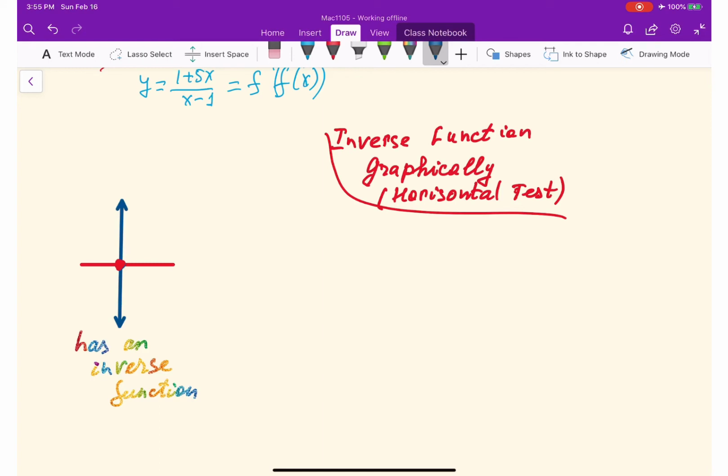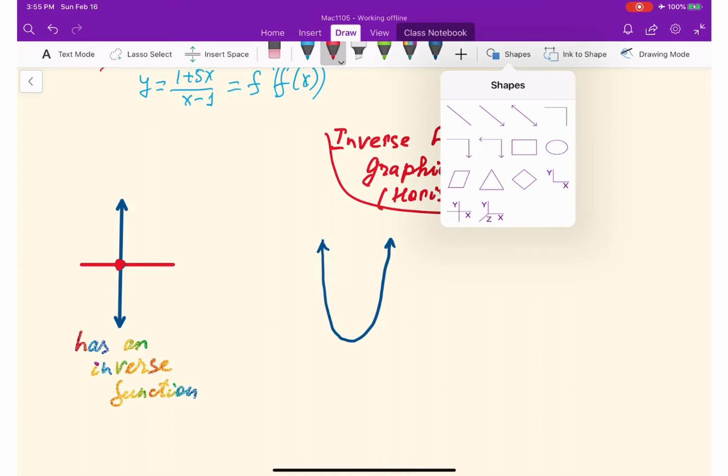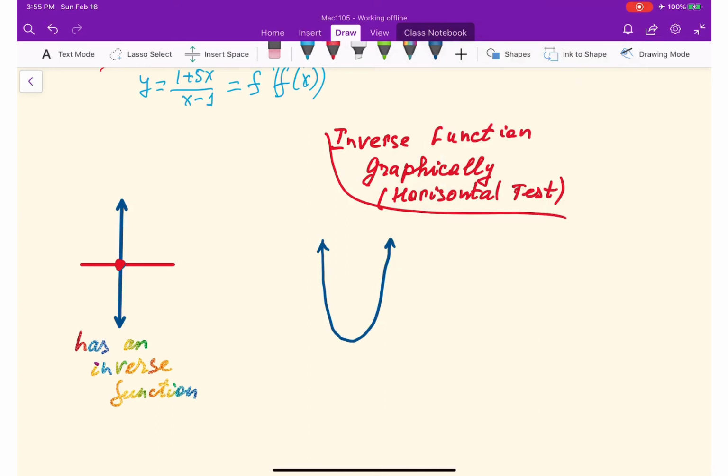Next one. Well, let's assume we have this type of graph. Providing a straight line, well, it's crossing in more than one place, right? Two places. Therefore, no inverse function. This function doesn't have an inverse.